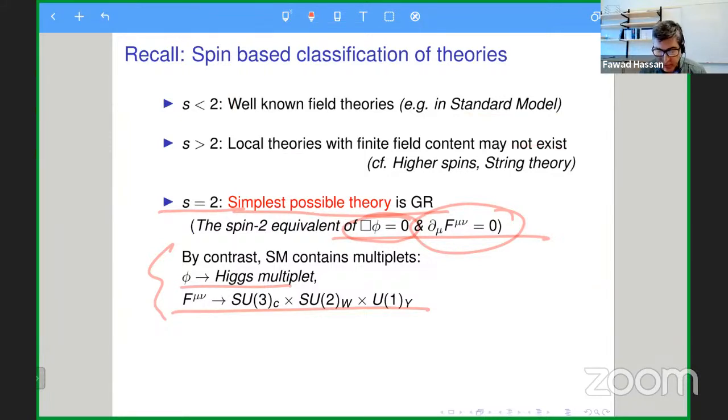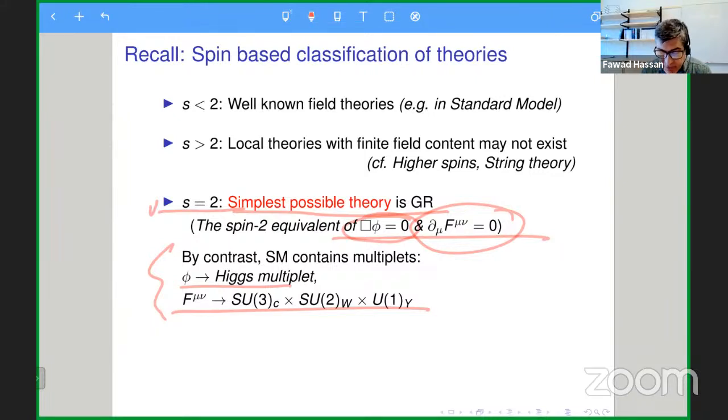So again, you see the dichotomy here. But now the dichotomy is even more pronounced, because you can see that it appears just at the boundary of spin 2. If you go above spin 2, then you have a completely different kind of structure. You have to go for non-local theories and things like string theory and higher spins and all that. So you cannot have local field theories with finite field content. So we are just at the boundary of these two types of theories at spin 2.